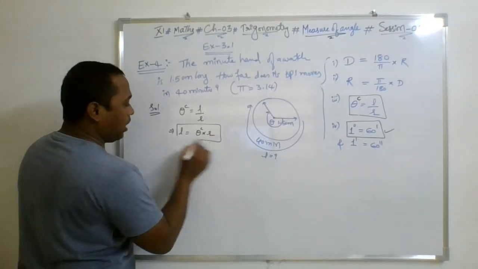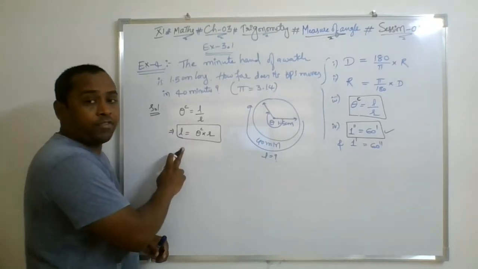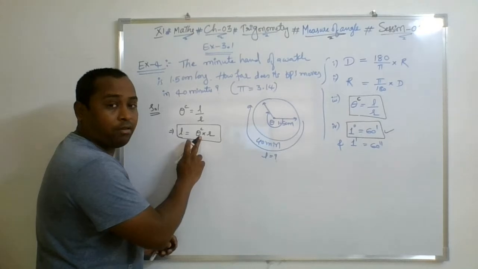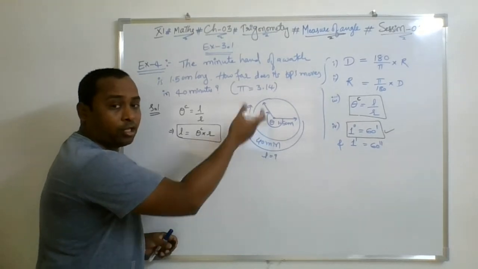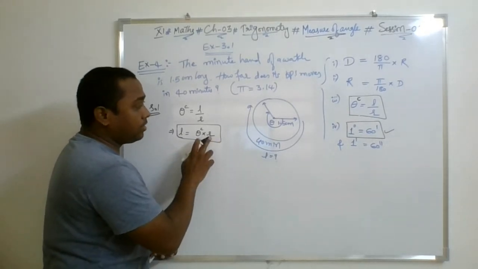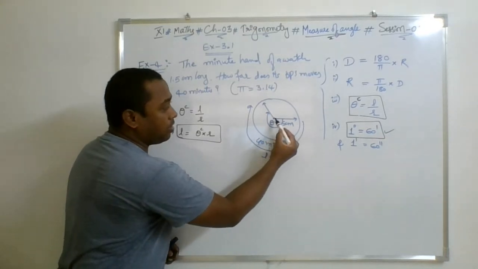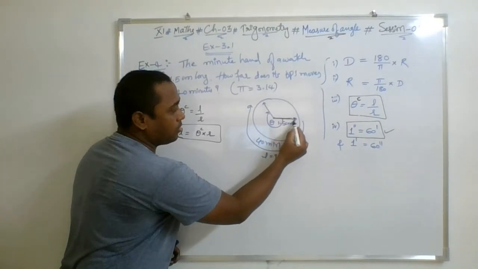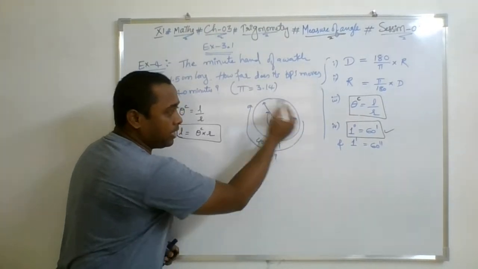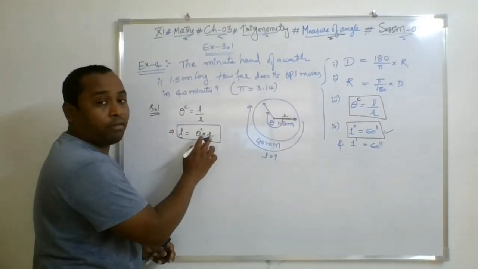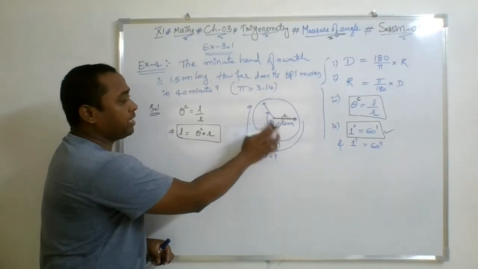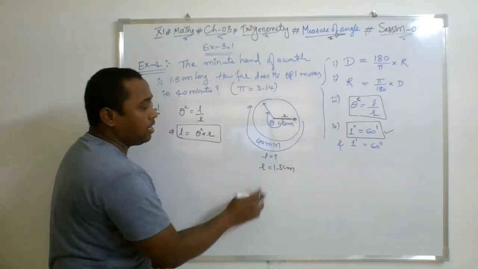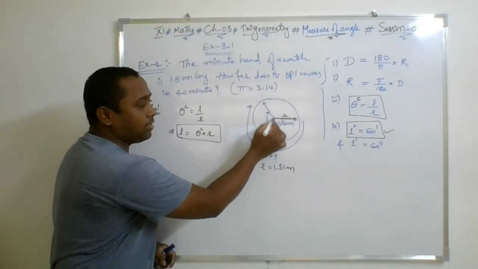Correct? So now to get the length of the arc, I require the radius, and I require the angle formed by the arc. The radius is nothing but simply the length of the minute hand. The length of the minute hand acts as the radius of the circle. Hence, the radius is available as 1.5 centimeter. I know the radius of this is 1.5. My question is how to get this angle.